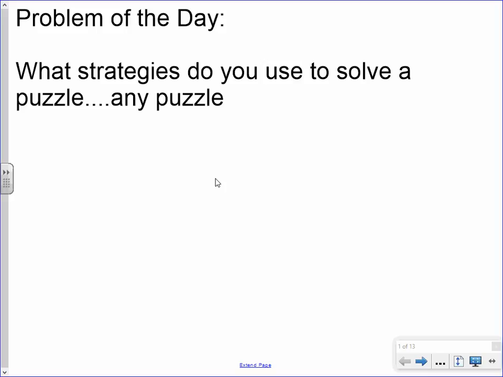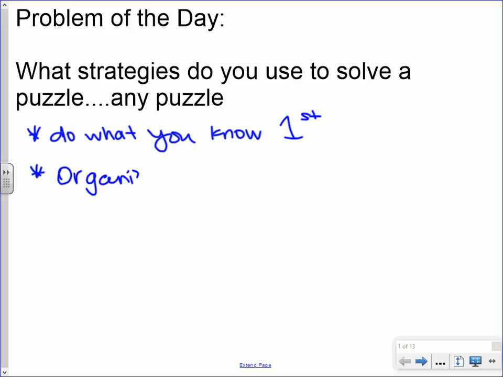All right, pod one. Give me one strategy. Do what you know first. Pod two. Organize the pieces. Or you get organized. Okay. Pod three. Corners and edges first. Okay, so do the easy part first. So he's looking at it from like a whole side.